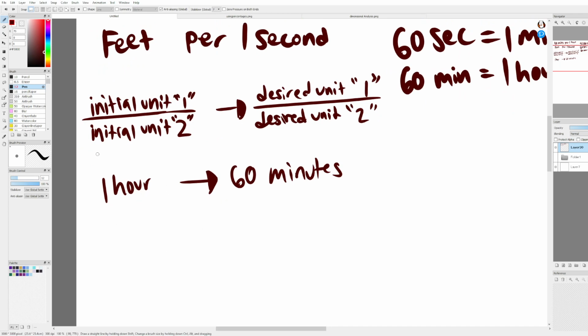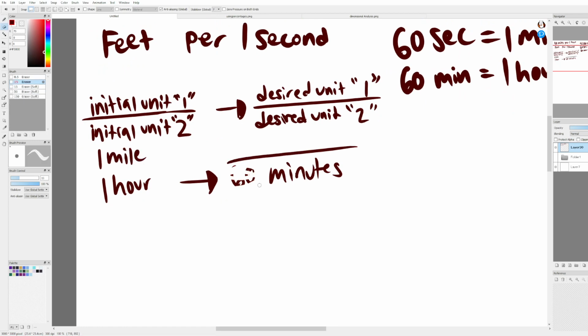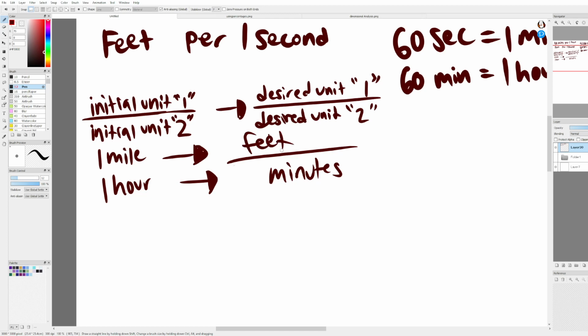So if it was 1 mile and 1 hour, and we wanted it to be in our desired units, for this problem specifically, it'd be feet per minute. And we don't want the mile or the hour or any of the extra units that we might be using while we try to convert to our new unit. So basically we want to only have the desired units expressed.